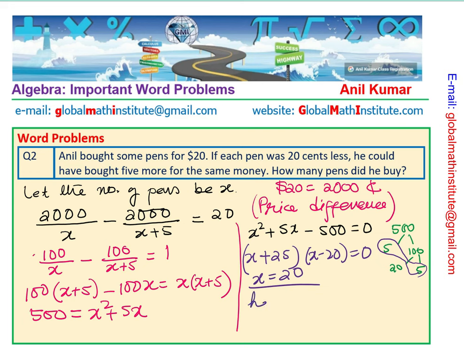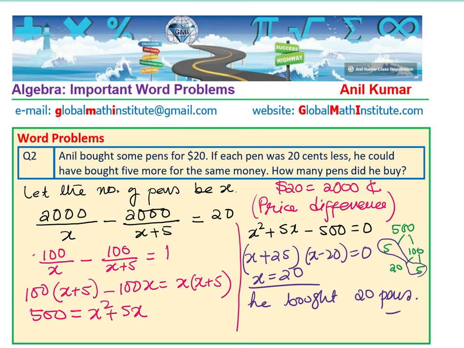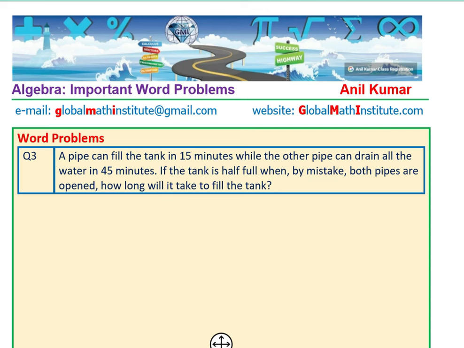So Anil bought, you can write, 20 pens. So here what you also learn is, when big numbers are involved, how do we factor? So factorization of 500 helped us to get those two key numbers. Perfect. Let's move on to the last question, which is very interesting.